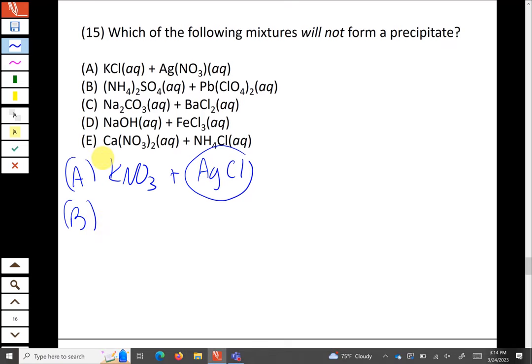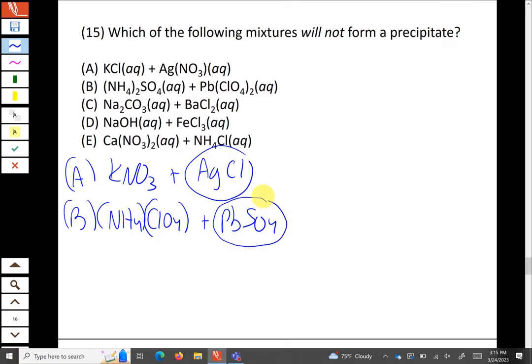For choice B, ammonium sulfate and lead perchlorate. Ammonium, NH4+, combines with perchlorate, ClO4-, to make ammonium perchlorate. All nonmetals, but it is an ionic compound because it's an ammonium cation with a perchlorate anion. All ammonium salts, just like those group 1A ones, are soluble, so this will not precipitate in any situation. But the other one is going to be lead 2+ with sulfate 2-, so it's going to form lead sulfate. Lead's another one like silver, where it's pretty much always insoluble unless it's with perchlorate or nitrate. So this one's going to be insoluble as well. So that would form a precipitate, choice B.